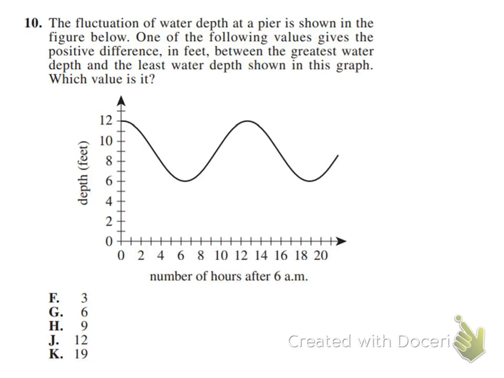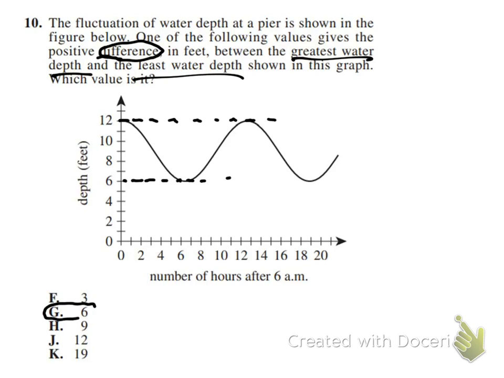What is the difference telling us to do? Subtract, right? Subtract the greatest water depth and the least water depth. It looks like the greatest water depth is 12. The least water depth is 6. And if we subtract 12 and 6, we get 6. So again, don't be fooled by something looking complicated. It's a straightforward problem. All right, next question.